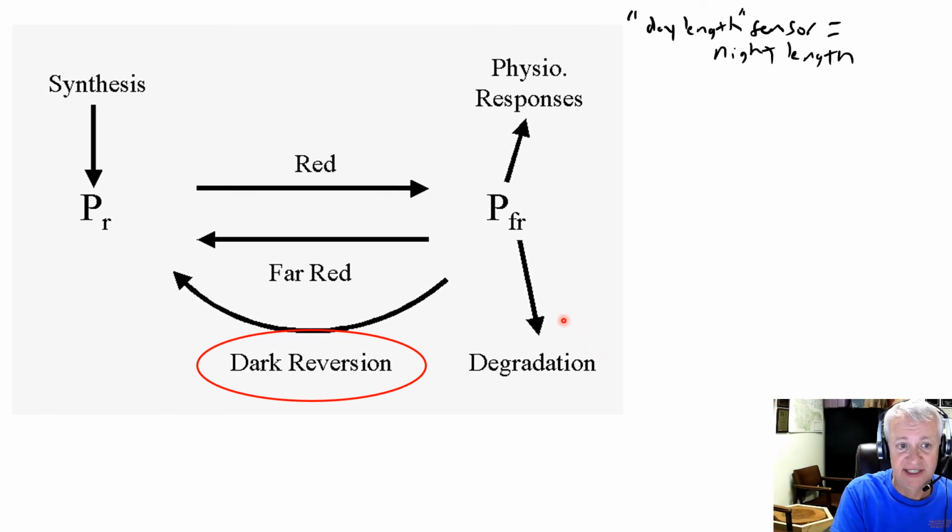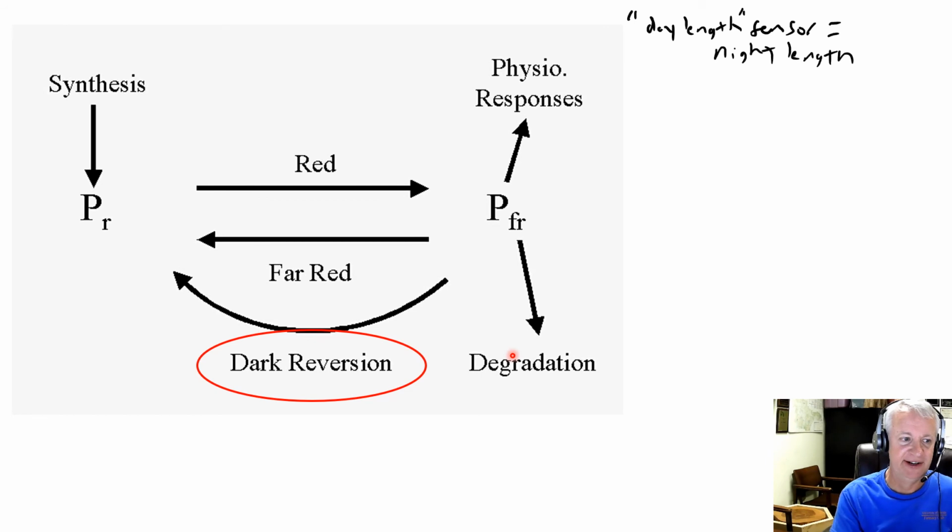That happens relatively slowly, but over time, sufficient far red reverts to red to trigger physiological responses. So in other words, if the night is long enough, far red will convert to red to trigger night length physiological responses.